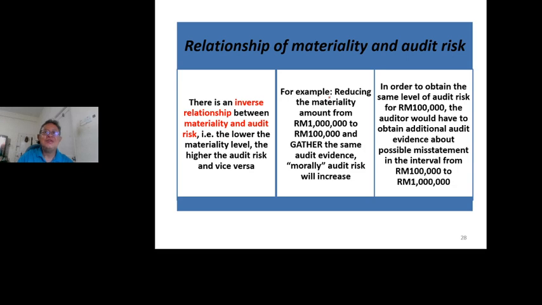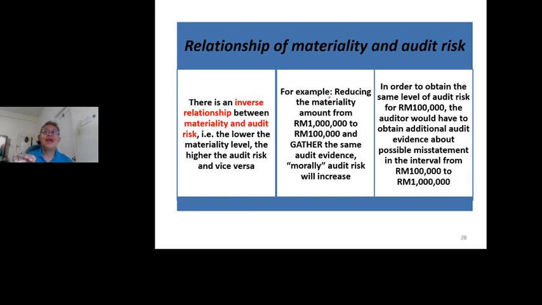So if you set your materiality level at a low level, you need to get more audit evidence. If you set your materiality level at a very high level, for example 1 million, meaning you only consider any misstatement of more than 1 million as important or significant, you gather less evidence. So again, materiality is a level that you set on how important a particular amount is.